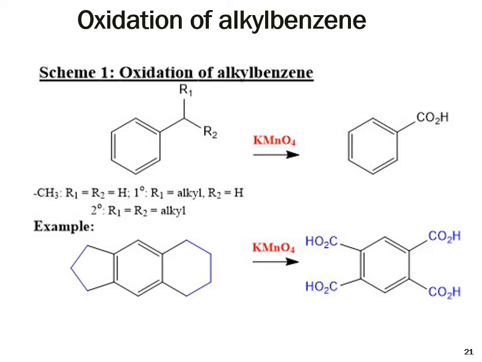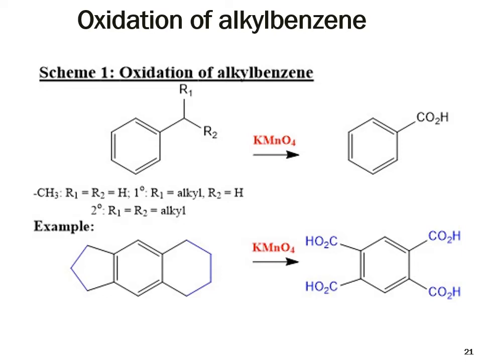The special thing in these reactions is whatever R groups you use here, you will end up with the same product, that is the benzoic acid. So R1 can be equal to R2, they both can be hydrogens. So that will be making it a toluene, and they can be primary, like R1 can be an alkyl group and R2 can be a hydrogen, or they both can be alkyl groups, which will make it a secondary alkyl benzene.